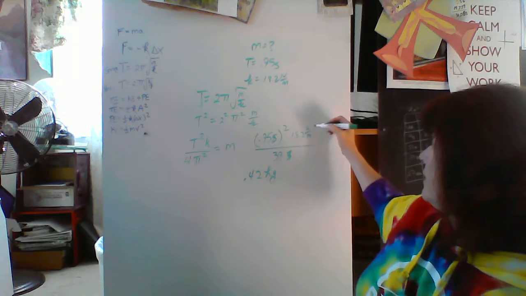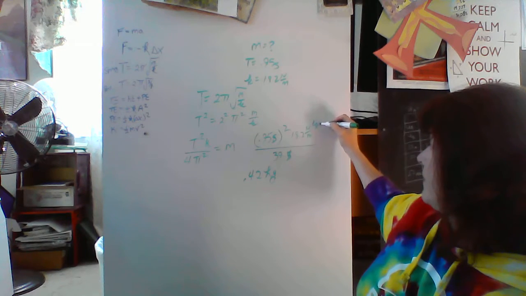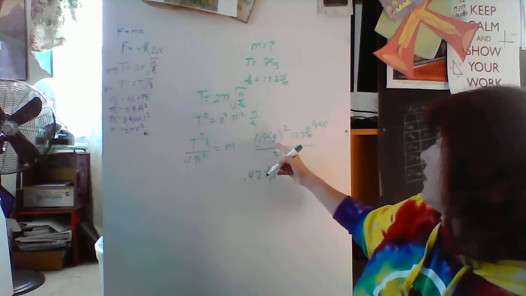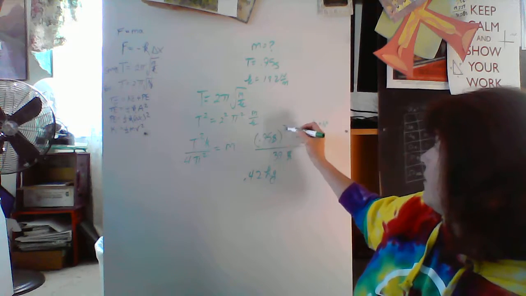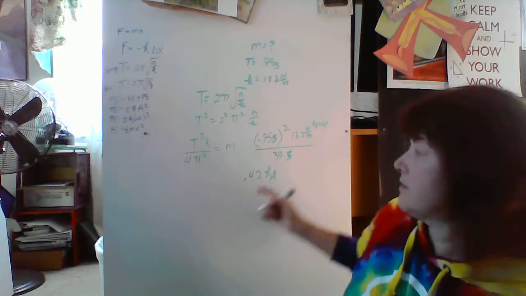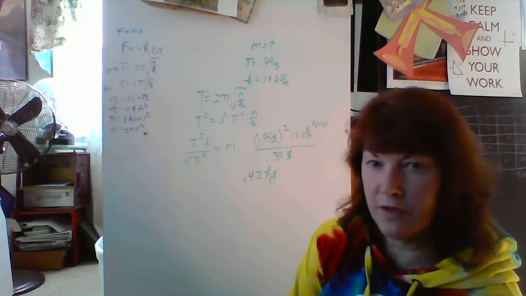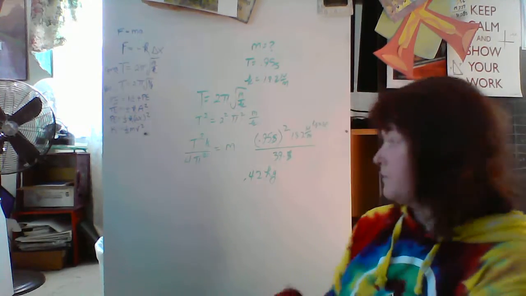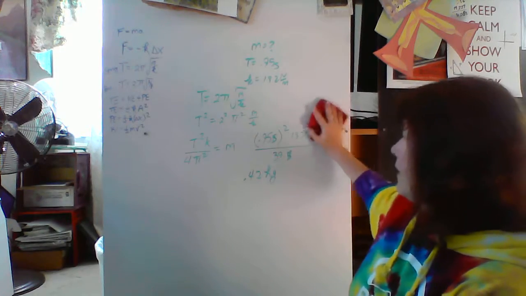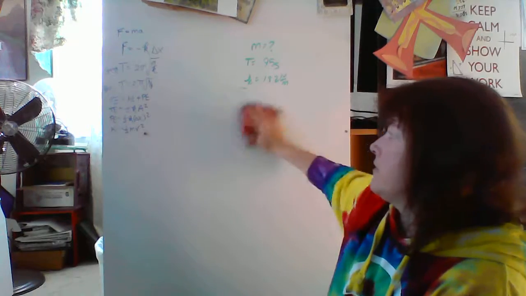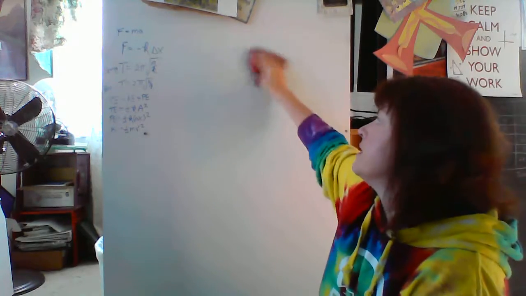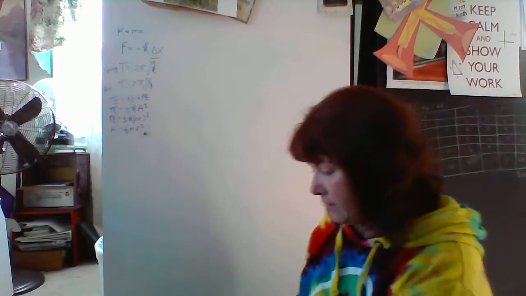So again, our units, we have our kilogram meters per second squared, our meters cancel, and then our seconds squared cancel, leaving us with kilograms for the units. So the hardest part of this one was simply rearranging the equation. So I hope you get comfortable rearranging that equation with the radical in it.